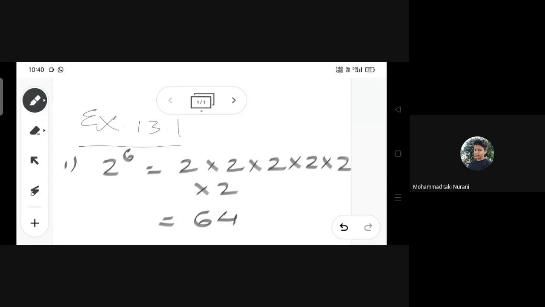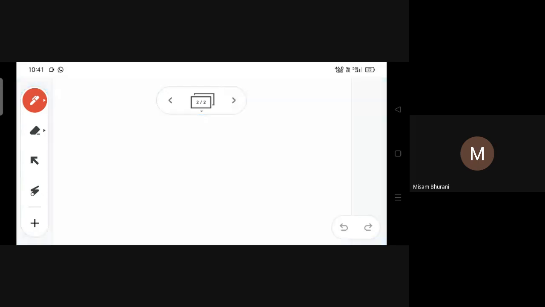Sir, how does 64 come? Multiply it. How many times do you have to multiply 2? You have to multiply it 6 times. 2 twos are 4, and then this 2 and this one, so this becomes 4 multiplied by 4 multiplied by 4. So 4 fours are 16, multiplied by 4 gives you 64. Is it clear? Yes. Okay.